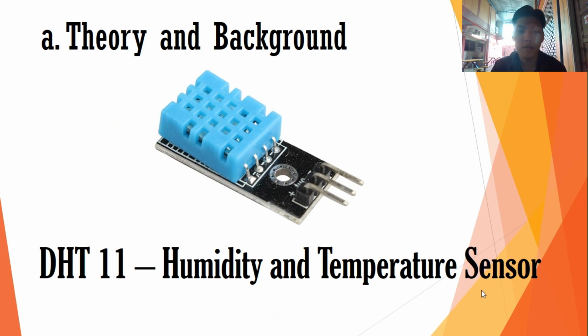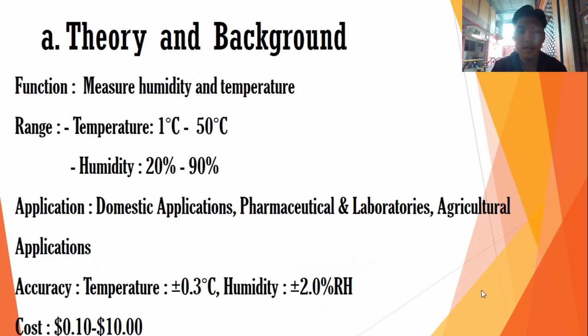Now the theory and background for my DHT11, which is a humidity and temperature sensor. Main function is to measure humidity and temperature. Its range for temperature is between 1 degree Celsius to 50 degrees Celsius, and for humidity in a room is between 20% to 90%. Applications are for domestic applications, pharmaceutical and laboratories, agricultural applications. Its accuracy for a temperature is 0.3%, and for humidity is plus minus 2.0%.